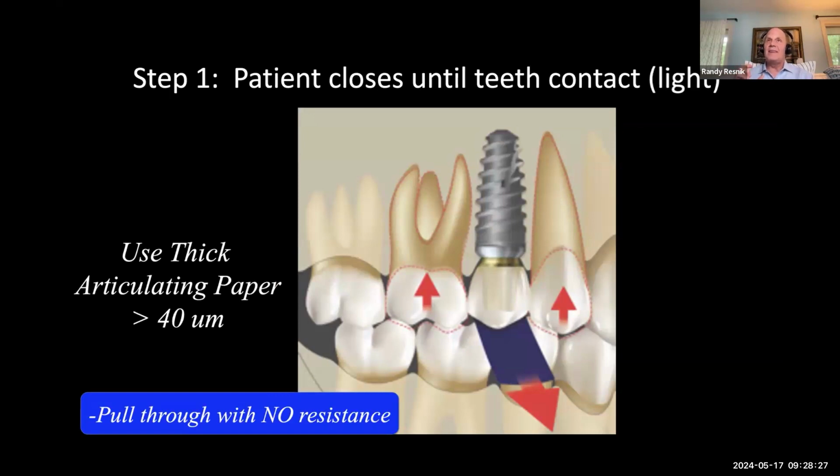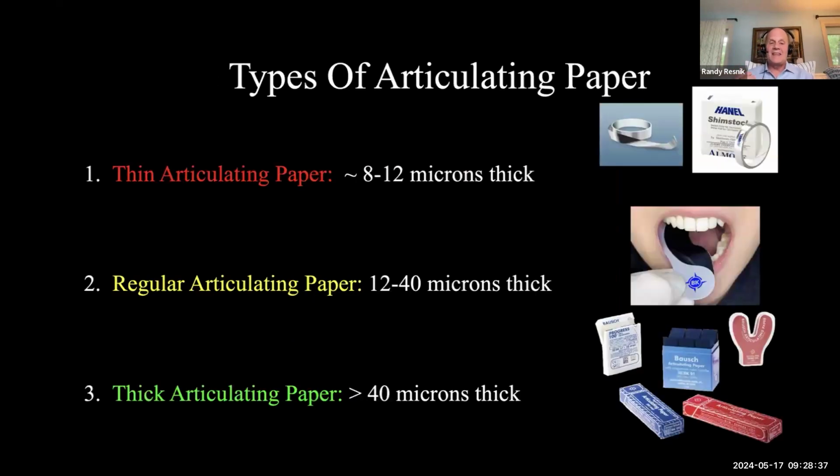Why? Because we want that opening or separation between the implant and the opposing occlusion to be at least approximately 40 microns. Now, you might say, what is thick articulating paper? When you purchase your articulating paper, most people are used to buying the regular, which is between 12 and 40 microns. The shim stock, the very thin, which we will use also, is between 8 and 12. But the thick is greater than 40. So that gives us right off the bat that we know that implant crown is in infraocclusion.